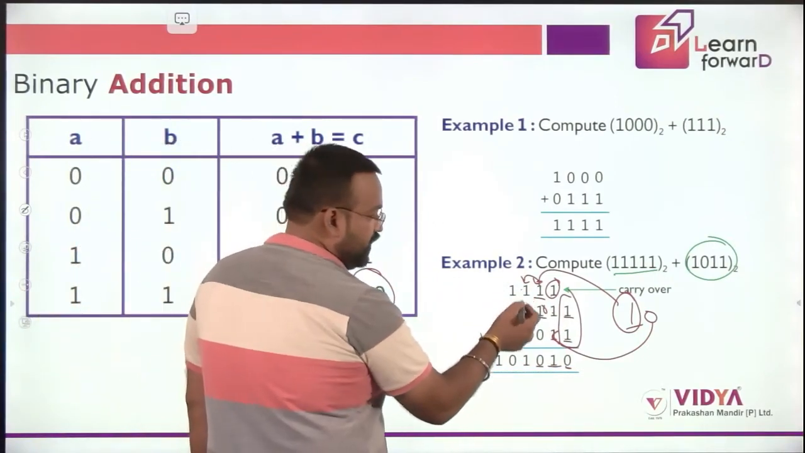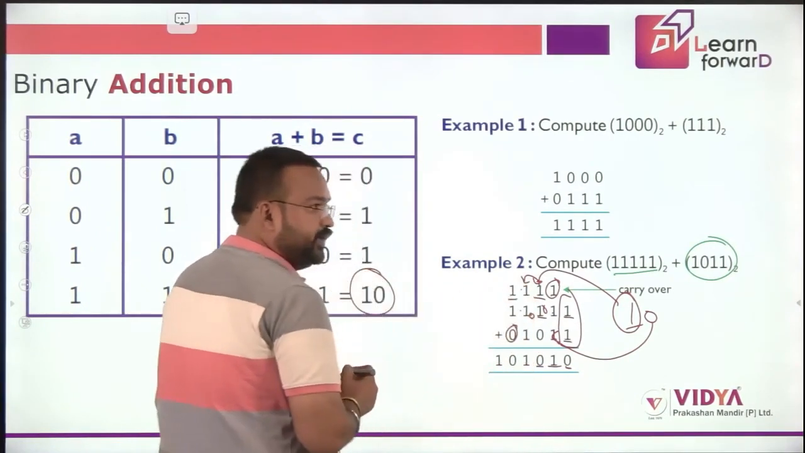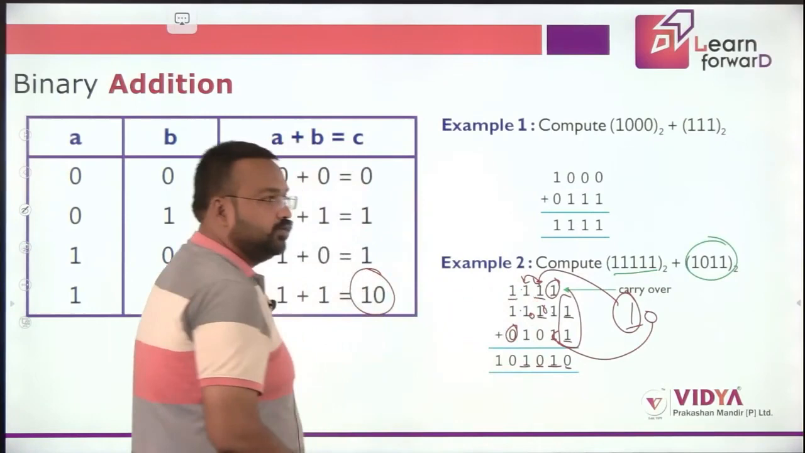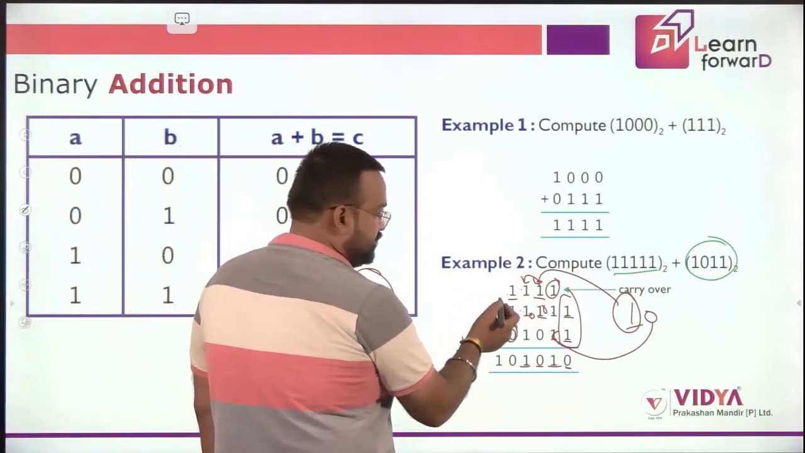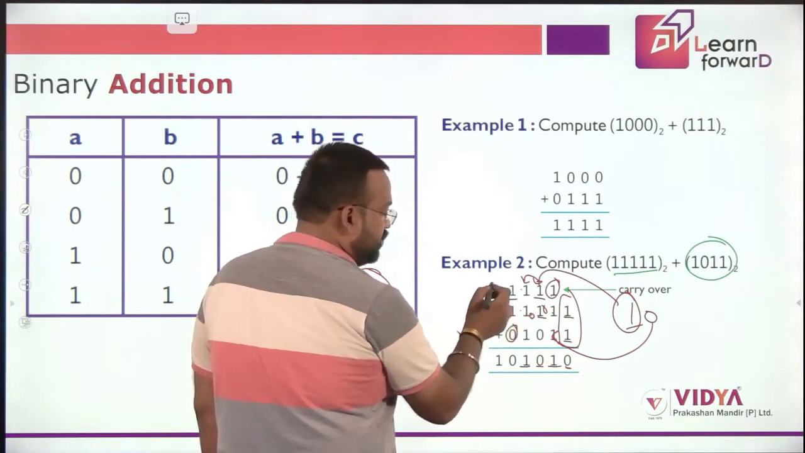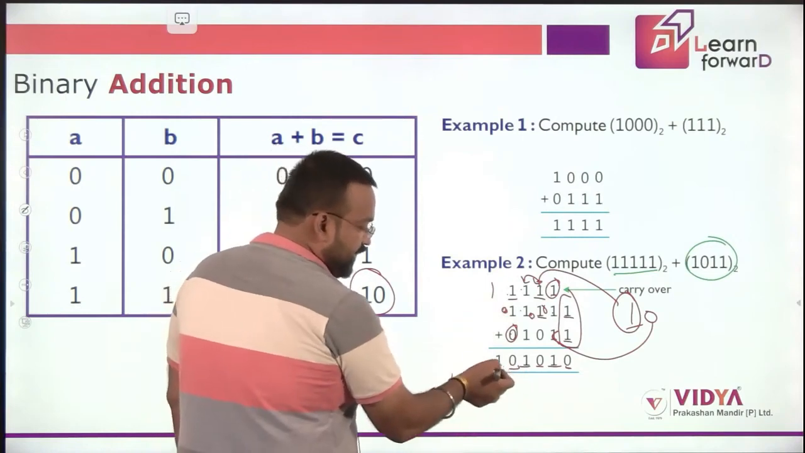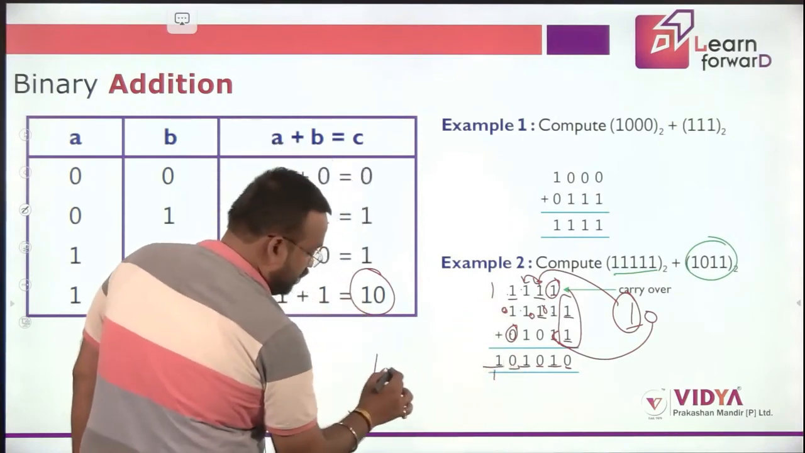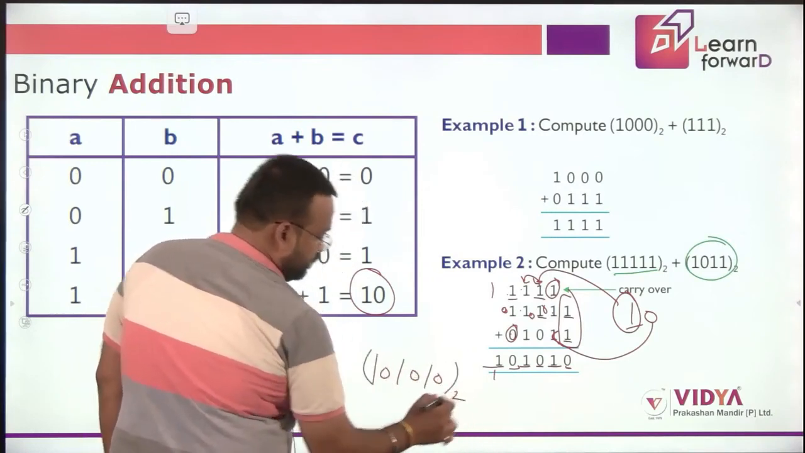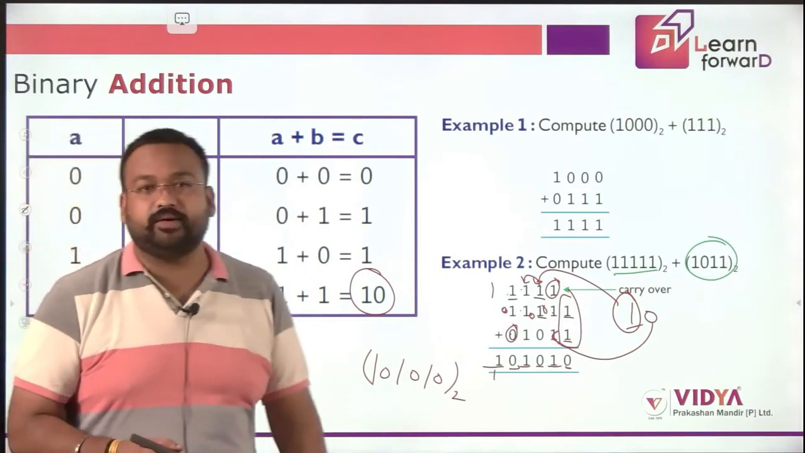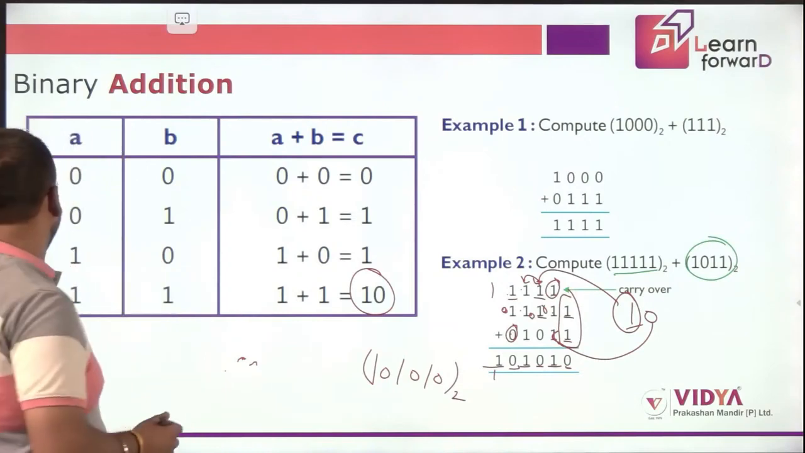Over here again 1 plus 1, that is 10. So over here it would be 0 and thus carry would be here. 0 plus 1, 1. Again 1 plus 1, that is 10. So over here we would have 0 and 1 would be carry. 0 plus 0 is 0 and 1 is as it is. So the sum of these two numbers would be 101010 and the base would be 2. I hope it is clear to you all.